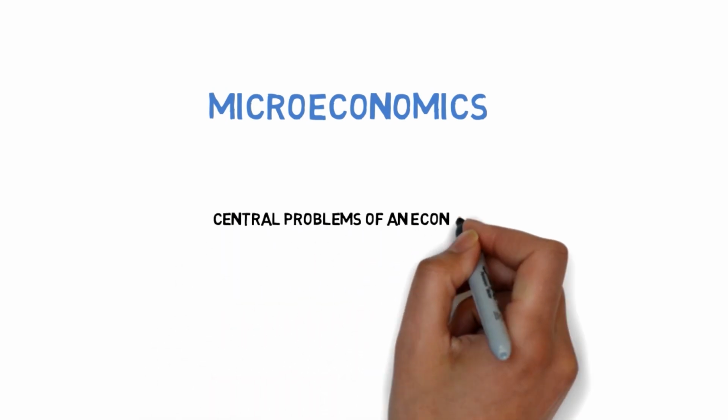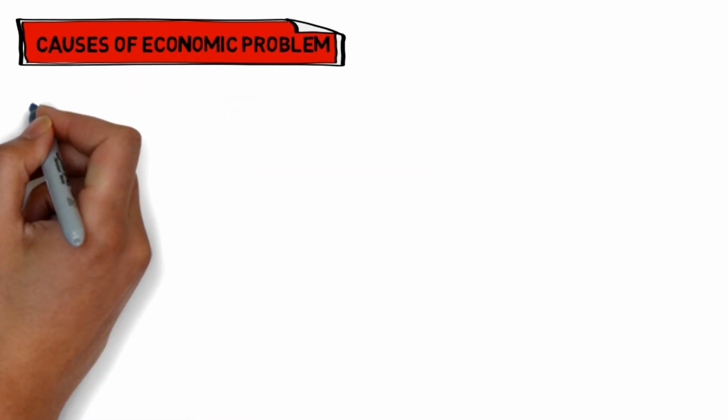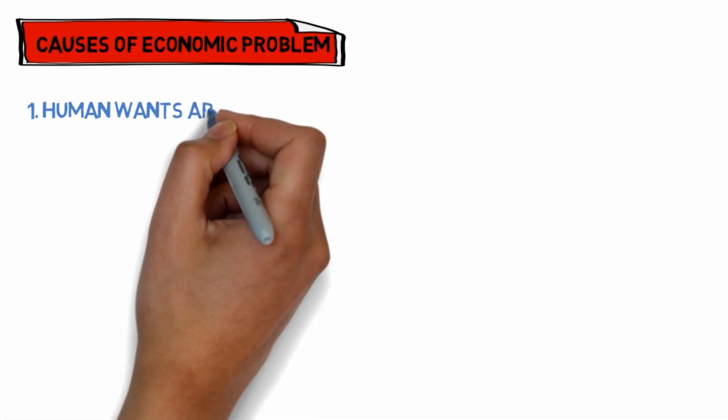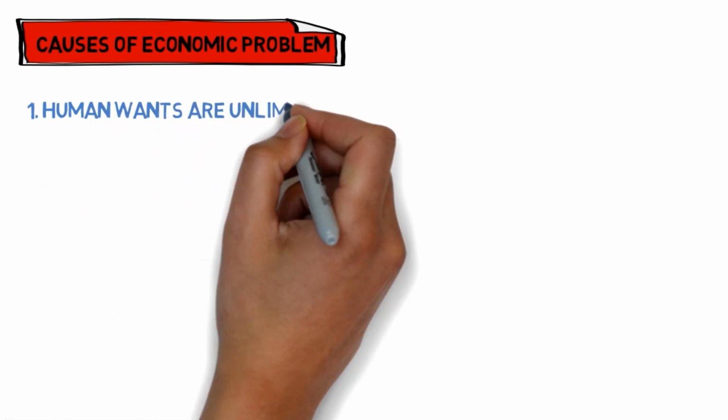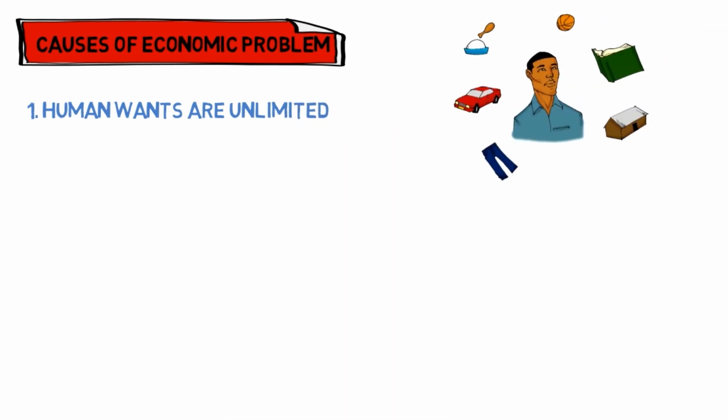The topic is about central problems of economy. Before we start, we will discuss the causes of economic problem. The first cause is that human wants are unlimited. That means human wants cannot be fulfilled completely. When one wish of a consumer is fulfilled, there are other wants that need to be fulfilled. This is human nature.